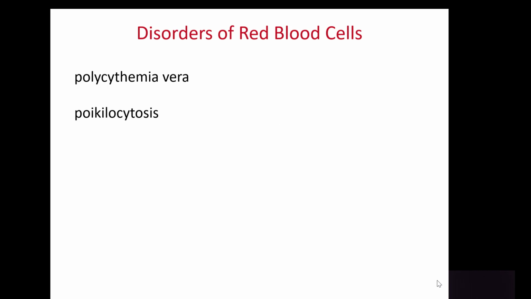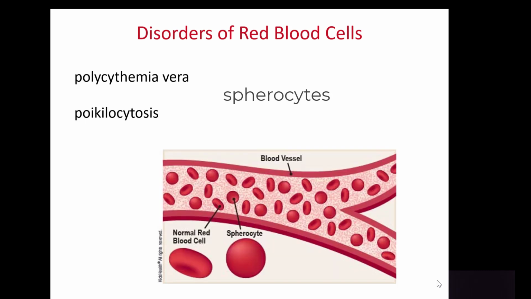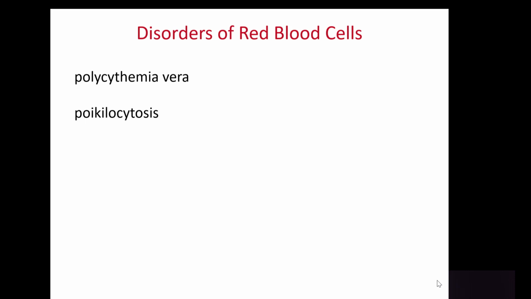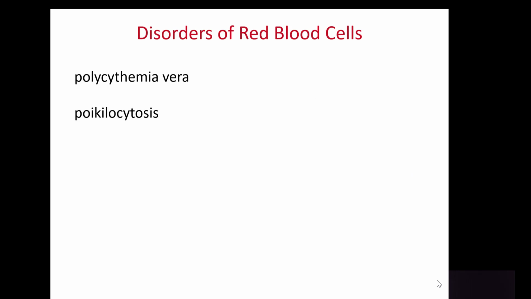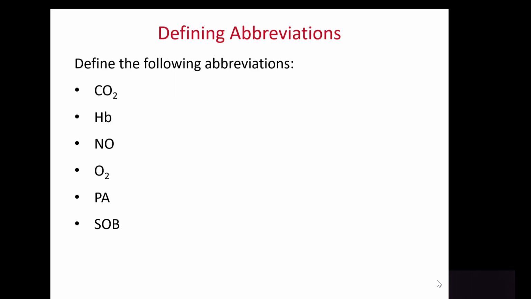These irregular cells could be sickle cells we mentioned earlier, spherocytes, which are dense round cells that don't have the regular depressed centers of red blood cells, or something like elliptocytes, which look like ovals or cigar shapes, or there's several others. But poikilocytosis is just kind of an umbrella term that means you have irregular, abnormally shaped cells in your blood. And finally, this slide gives you some abbreviations from this section of the text.